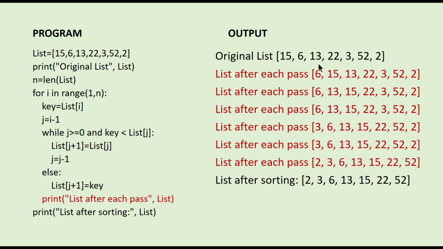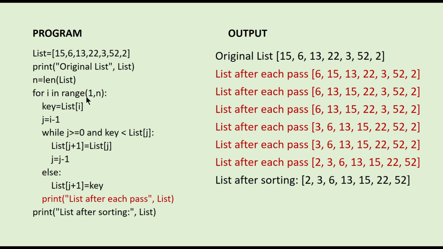Whatever the number of elements that are present, that many number of times I have to do the comparison, that is, I have to do the insertion. That is the reason why I am using a for loop and the range of 1 comma n.